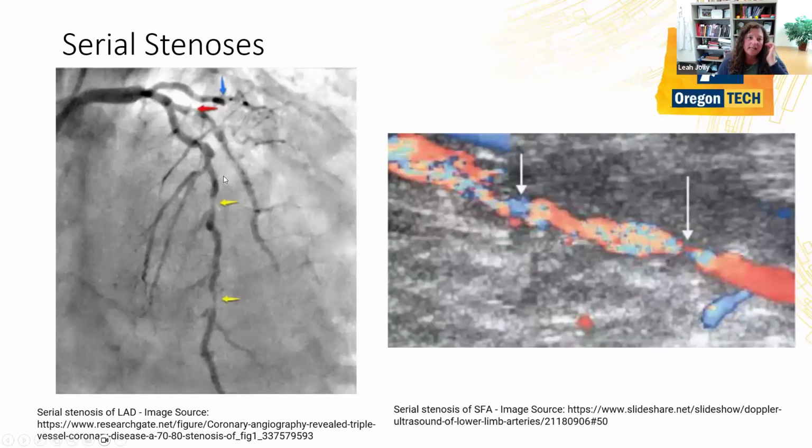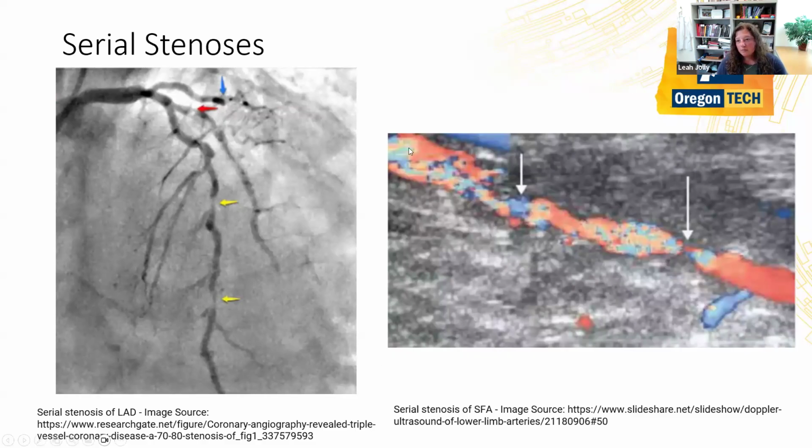So this left image is an angiogram of the heart. And what we're seeing is narrowing of the left anterior descending artery. So here's one, here's another one. So this patient is probably having some chest pain and symptoms with their heart.